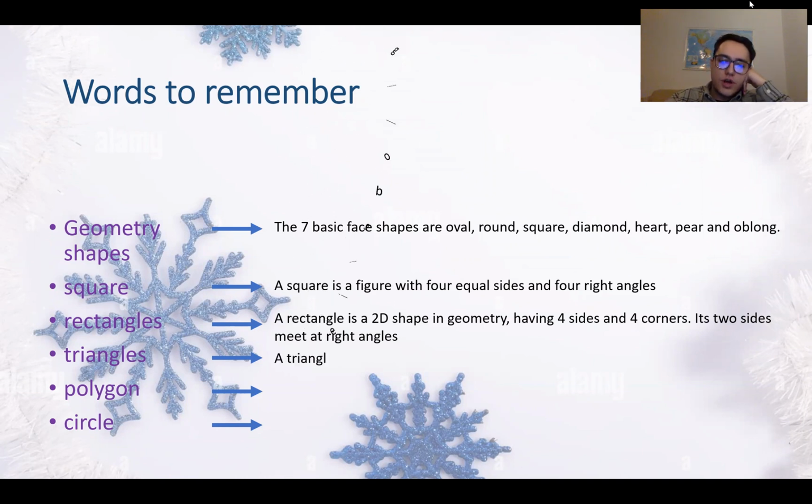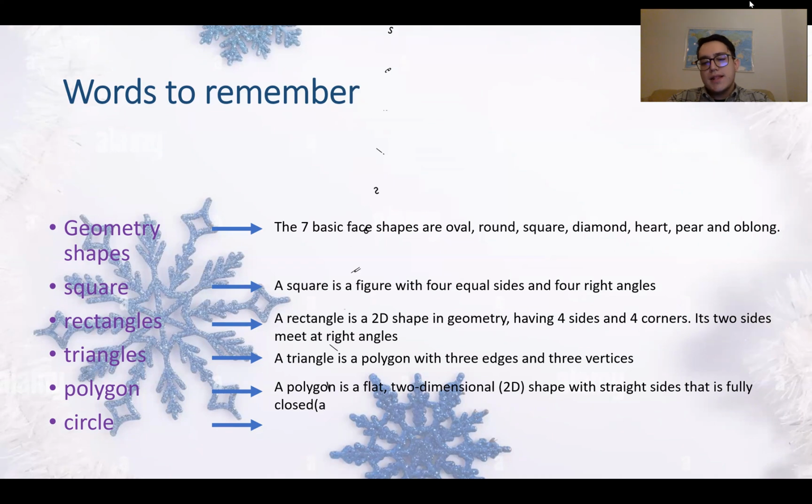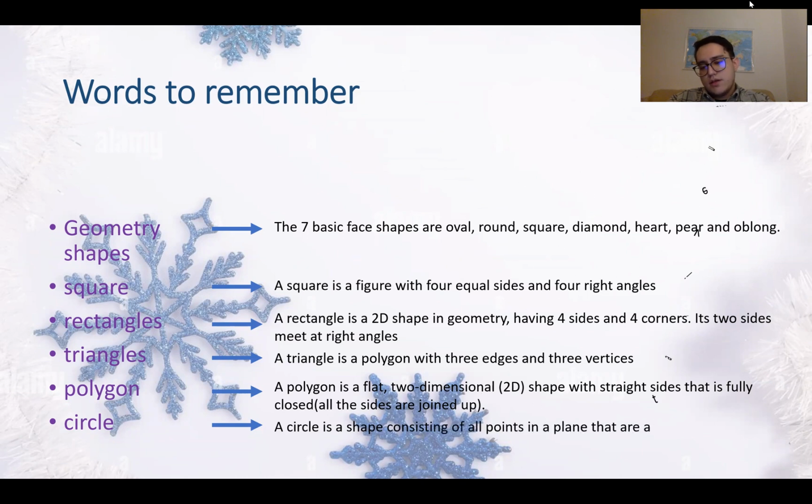Triangles. A triangle is a polygon with 3 edges and 3 vertices. A polygon is a flat 2-dimensional shape with straight sides that is fully closed. On all sides, they are joined up. So these are all with the angles and with the sides and all this. They are called differently based on all this information.